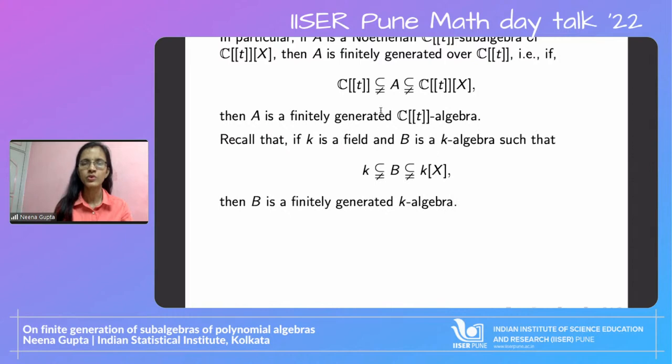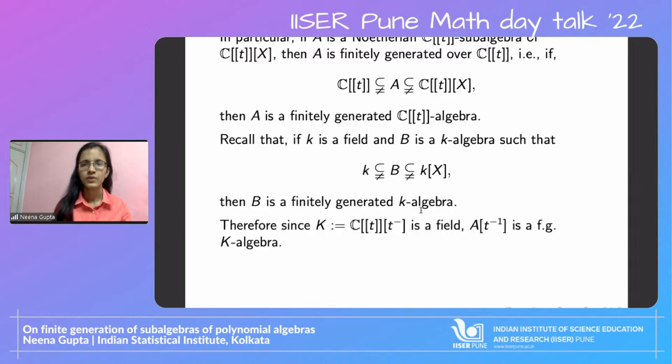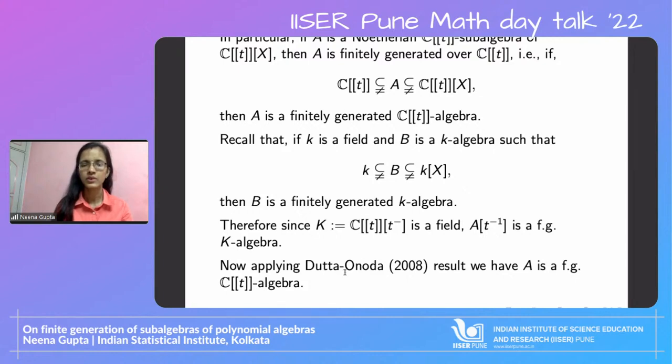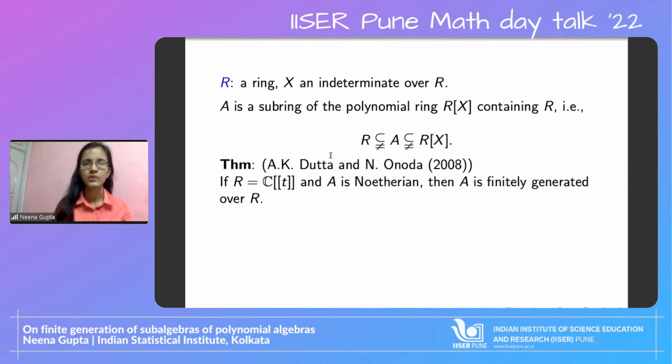What you recall is that just now we have proved that if B is a subring of K[x], then B is a finitely generated K-algebra. So therefore, if capital K is C[[T]] with T inverted, then this is a field because it's a discrete valuation ring with only regular parameter T. So if we invert T, this becomes a field. So if I invert T, then A[T inverse] is a finitely generated capital K-algebra. And of course, the transcendence degree of A over this is less than or equal to 1. So we can apply the general result of Dutta and Onoda and see that this ring A is a finitely generated C[[T]]-algebra.